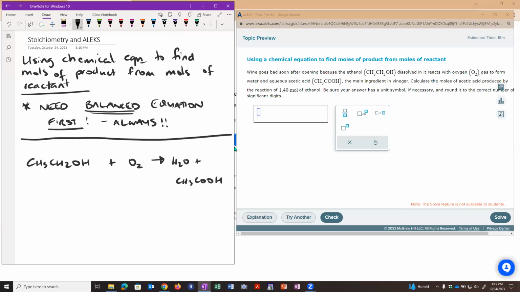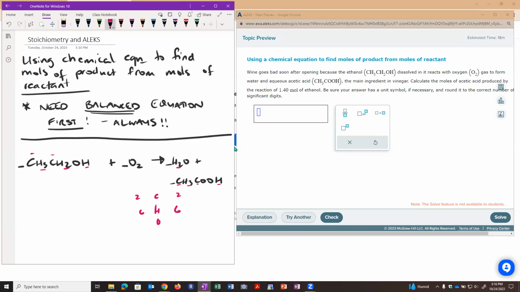We want to make sure that it is balanced. So we're going to insert coefficients wherever we need them to make sure that we have the same number and types of atoms on the left side and the right side. So we have a bunch of carbons, we have some H's, and we have some O's. On the left side, we have 2 carbons. On the right side, we have 2 carbons. On the left side, we have 3, 4, 5, 6 H's. On the right side, we have 3, 4, 5, 6 H's.